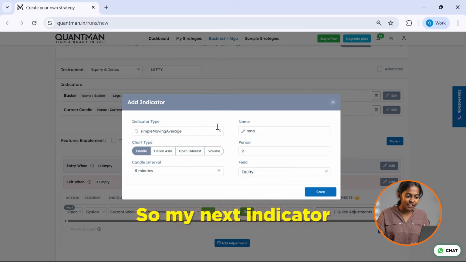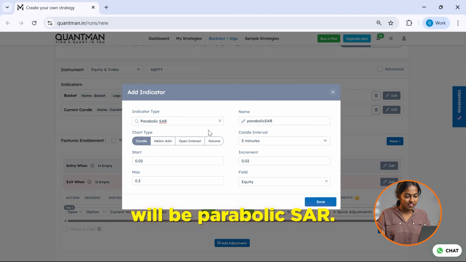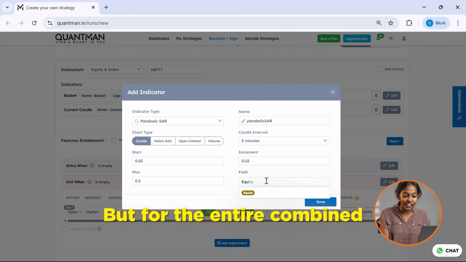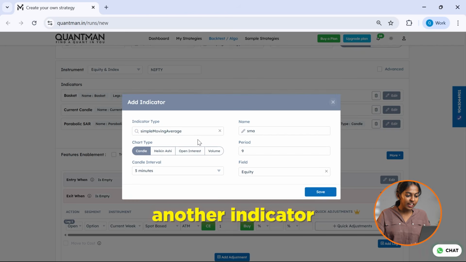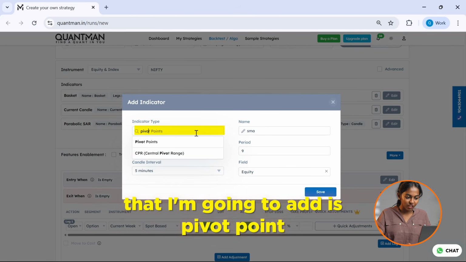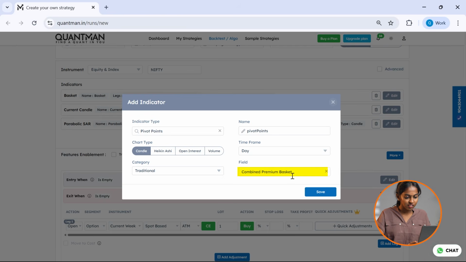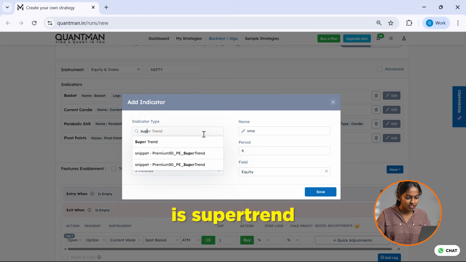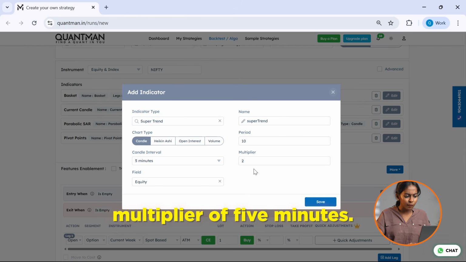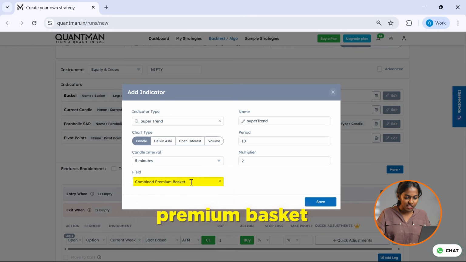My next indicator will be parabolic SAR. I am going to trade on 5 minutes, but for the entire combined premium basket, that is the call buy. Another indicator that I am going to add is pivot point. This is also for the entire basket. And the last indicator that I am going to add is supertrend. Supertrend of 10 and multiplier 2, on 5 minutes, but the field will be the combined premium basket.